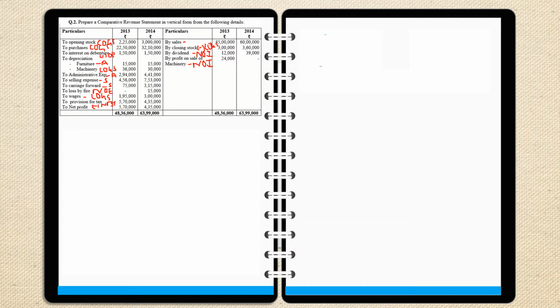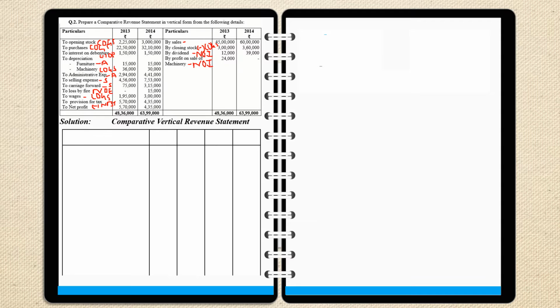Okay, so let's start. So solution: comparative vertical revenue statement. You need to draw 4 lines, 2 lines for the rupees columns, and two columns will be used for the comparative statement. So this is the heading: 2013, 2014 rupees, and then absolute increase and decrease. The upward arrow shows increase, downward arrow shows decrease. If there is a decrease, then we'll show it in a bracket. If there is an increase, then it shows a positive amount.